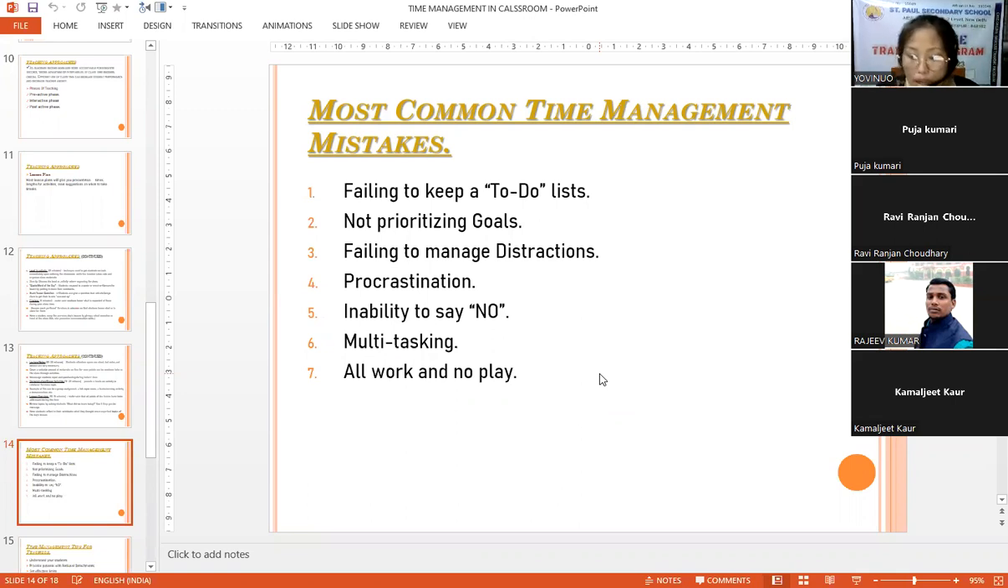Multitasking. Multitasking can take place when someone tries to perform two tasks simultaneously. In simple words, multitasking means when one person handles more than one task at the same time. Multitasking reduces your efficiency and performance because your brain can only focus on one thing at a time.